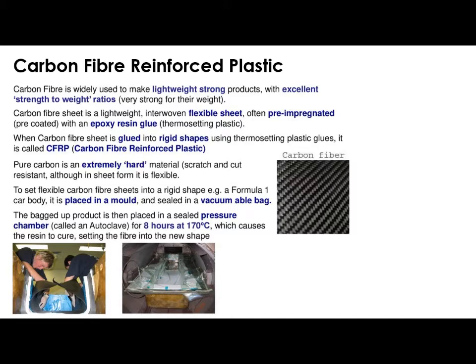One of the classic ones is Formula One car bodies. Airplane wings are starting to use carbon fibre a lot more. Lots of aircraft components are using carbon fibre, and some of the reasons for their use are on the next slide.